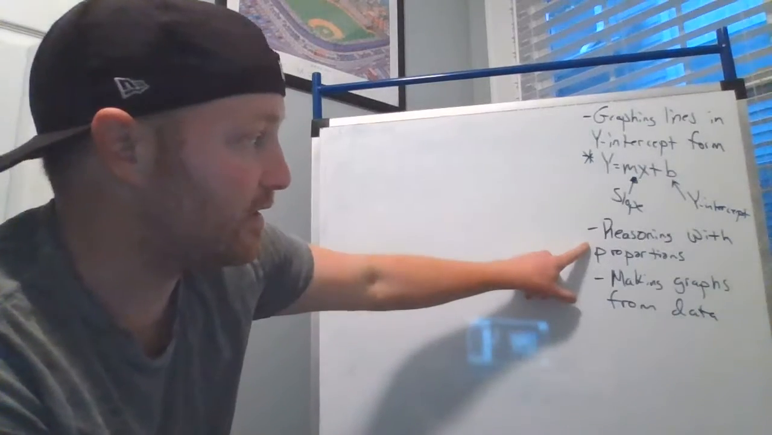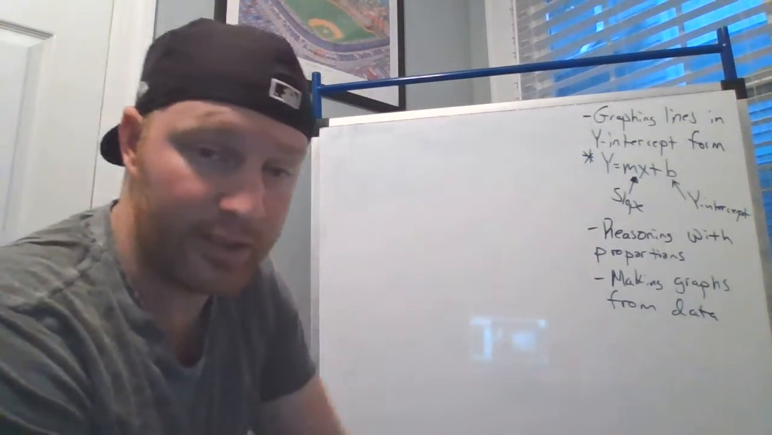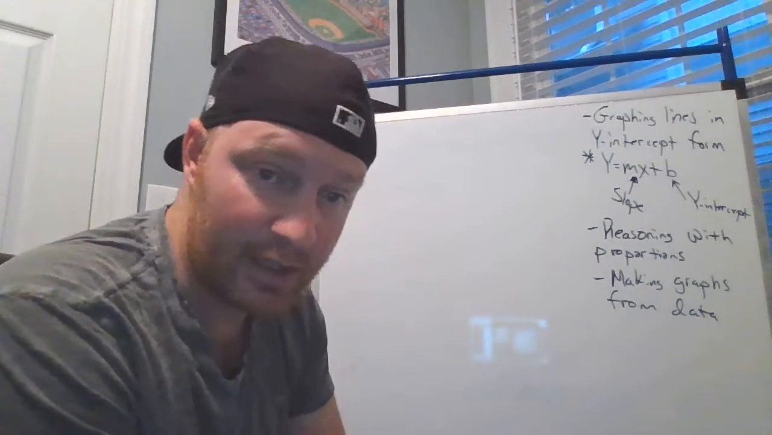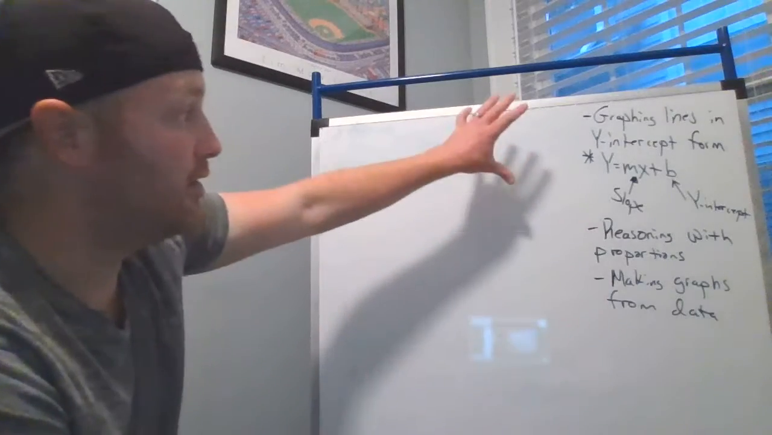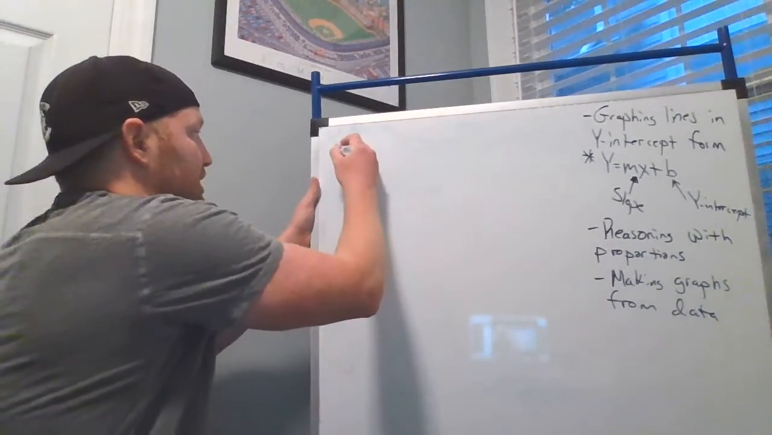We're also going to work on reasoning with proportions, and I'm also going to go over what we did the other day about making graphs from data, choosing intervals and identifying all that stuff. So, first things first, graphing lines in y-intercept form. So, let's do a couple of examples.